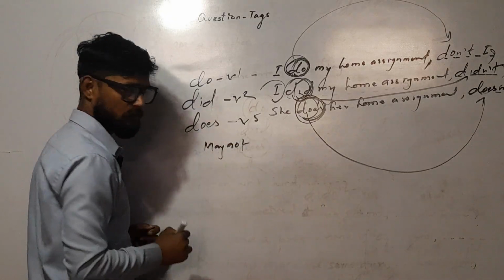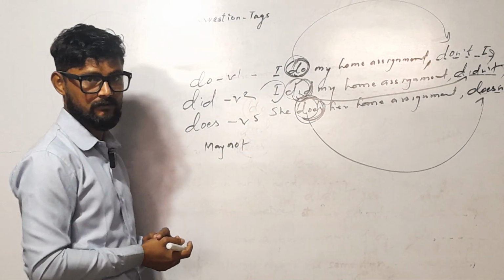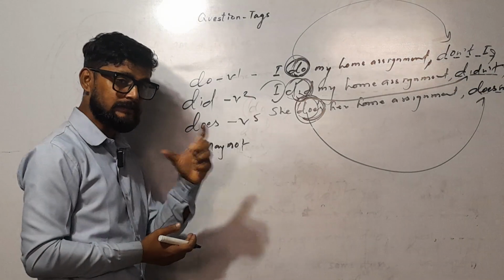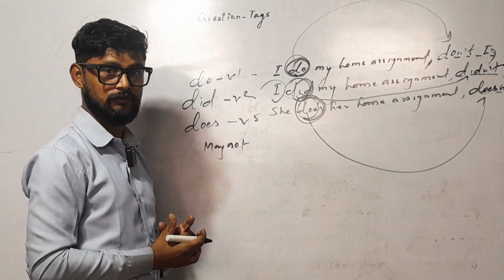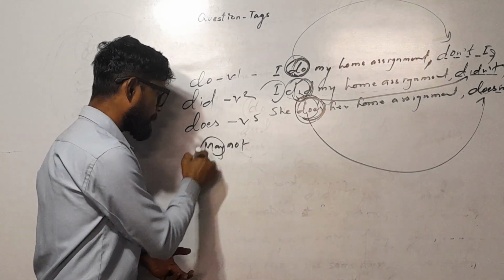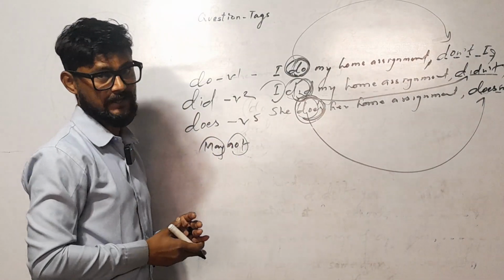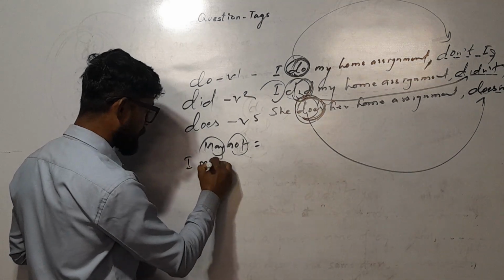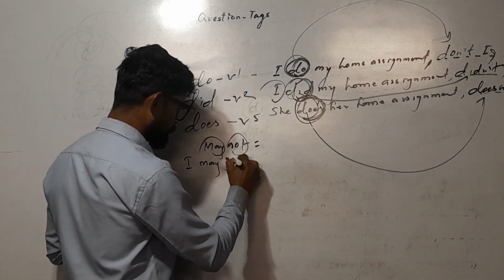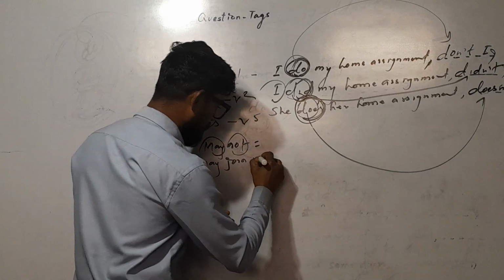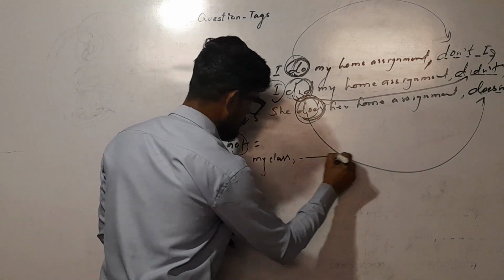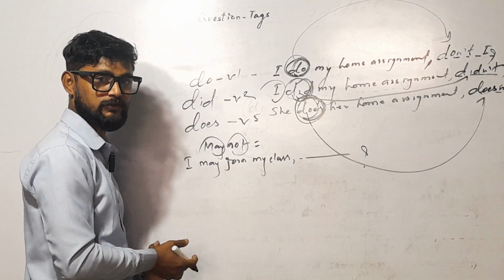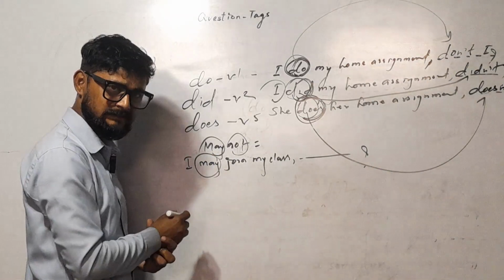May not does not have a contraction form. This may and then not cannot be contracted. Suppose that the sentence is I may join my class. What is the question tag of this sentence? Mayn't I? Mayn't I?